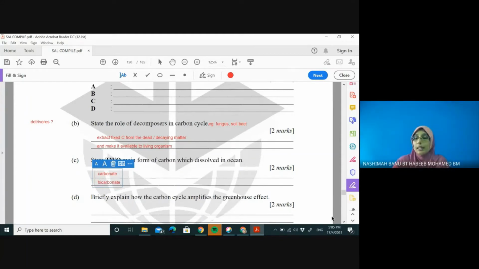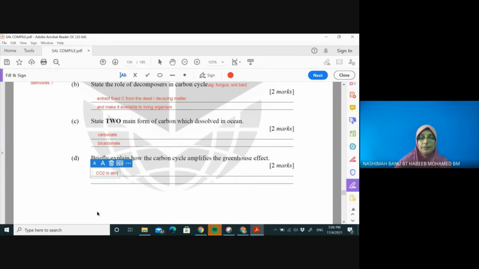Okay, so yang ni yang penting. Okay, briefly explain how the carbon cycle amplify the greenhouse effect. Okay, so you have to understand what mean by greenhouse effect. Kita biasa dengar kan bila ada sebut pasal cuaca everything, ini adalah kesan rumah hijau. Greenhouse effect is due to what? Okay, so due to CO2 in atmosphere in high level. So bila CO2 banyak, apakah efek dia? So our temperature will increase. Not our body temperature, our environment temperature will increase. Right. So 2 marks is here.